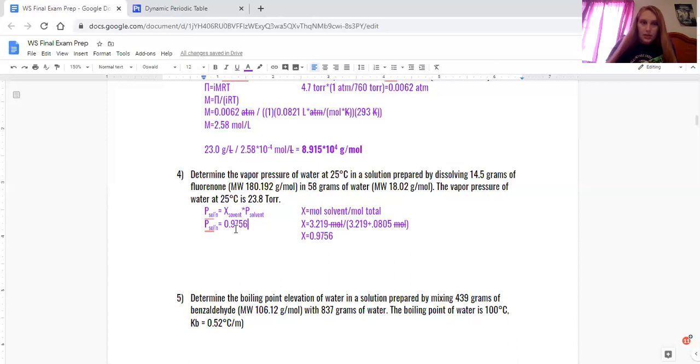Okay, then we're going to multiply that by the P of the solvent. So they gave us that. That's our 23.8 torr here. So this is going to be 23.8 torr. And so we're going to solve that. And you should come up with 23.22 torr. And that is going to be your answer right there.